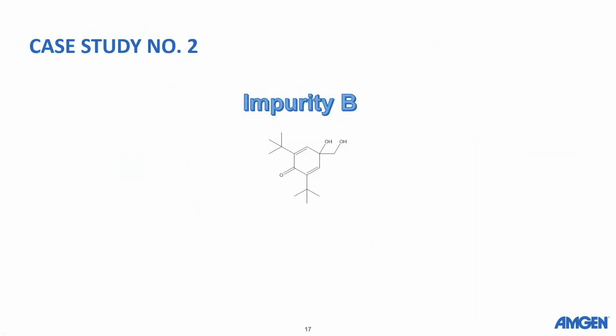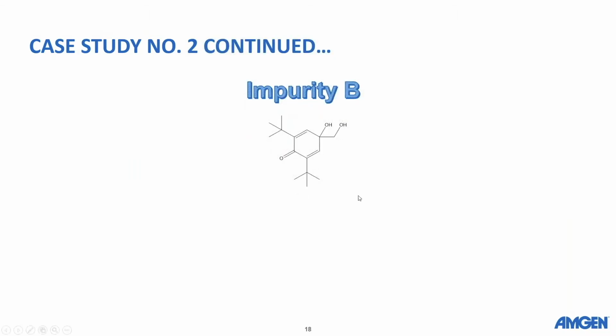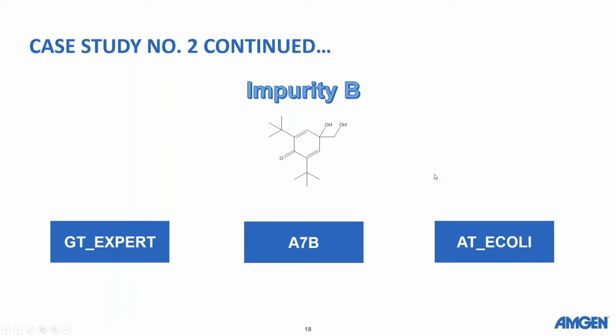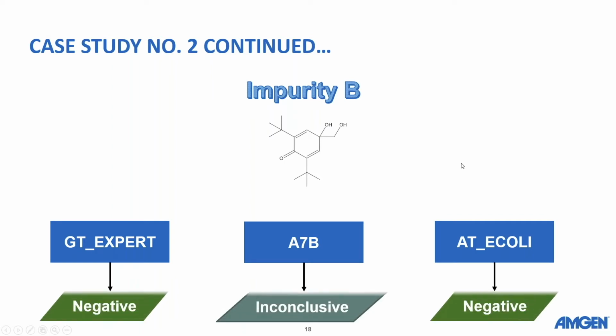Next, I'll go into impurity B. Again, impurity B was tested utilizing 3 models. This was the Expert, A7B, and AT E. coli. Results showed an inconclusive prediction for A7B, negative for Expert, as well as AT E. coli.